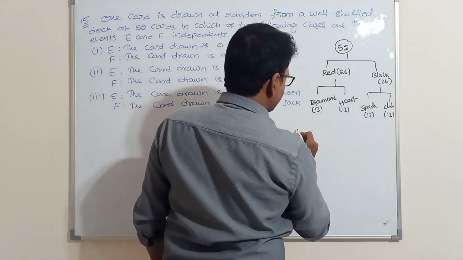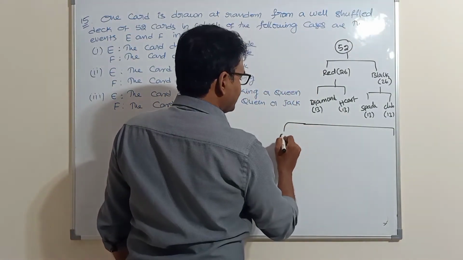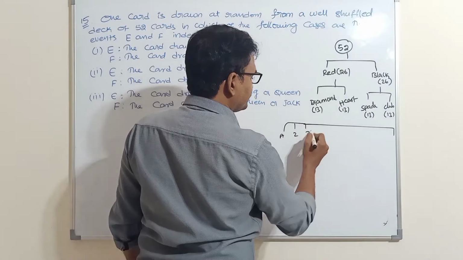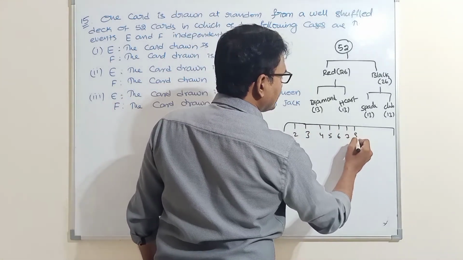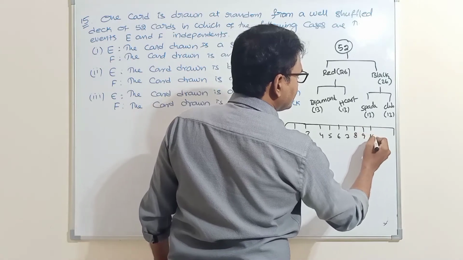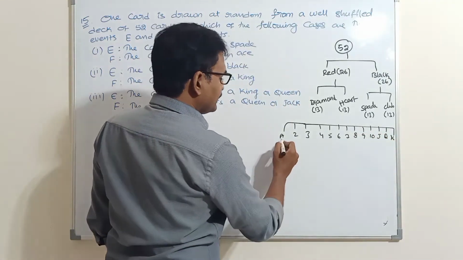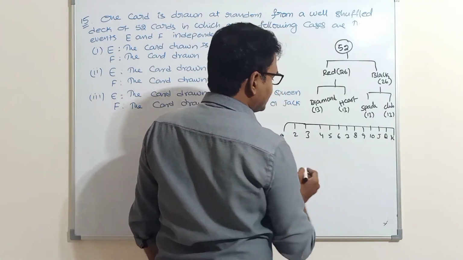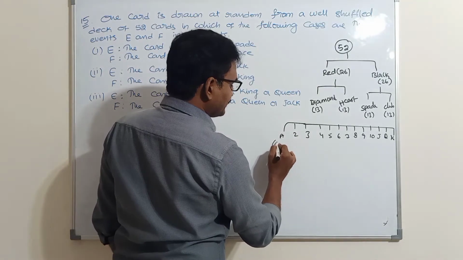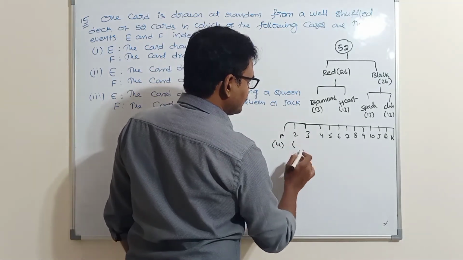Again, cards are numbered like this: A, 2, 3, 4, 5, 6, 7, 8, 9, 10, J, Q, K. So how many numbers are there in total? 1 to 10 plus 3, 13. Total 13. So out of 13, the number of ace cards is 4. The number of 2 cards is 4.